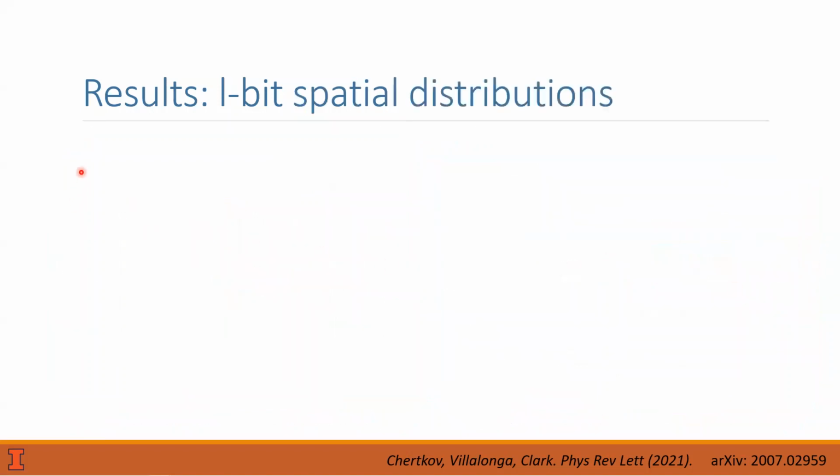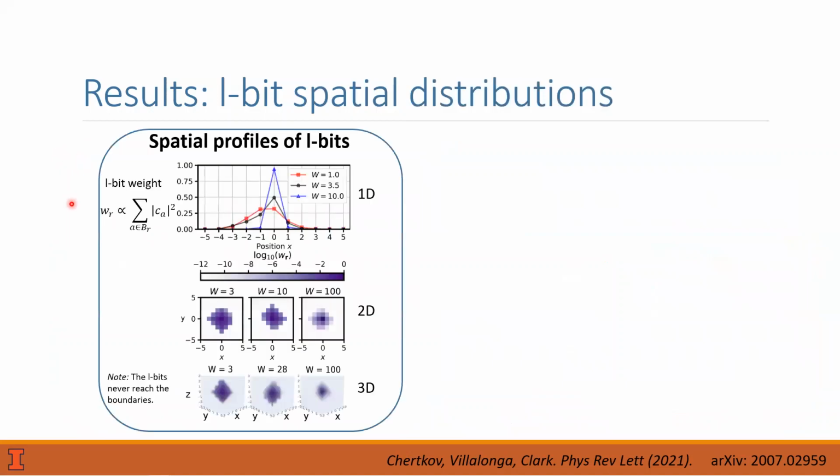Now let me talk about some properties of these L bits. You can look at their spatial distributions. Here I'm showing it for 1D, 2D, and 3D, versus different disorder strengths. This blue one right here is the high disorder strength case, so the L bit is very localized, just at one site. But as you decrease the disorder, it becomes more and more non-local. It doesn't fully delocalize because we're using a small finite basis of Pauli strings, so we can't really express the full non-local operator in the low disorder strength limit. We see the same behavior in 2D and 3D.